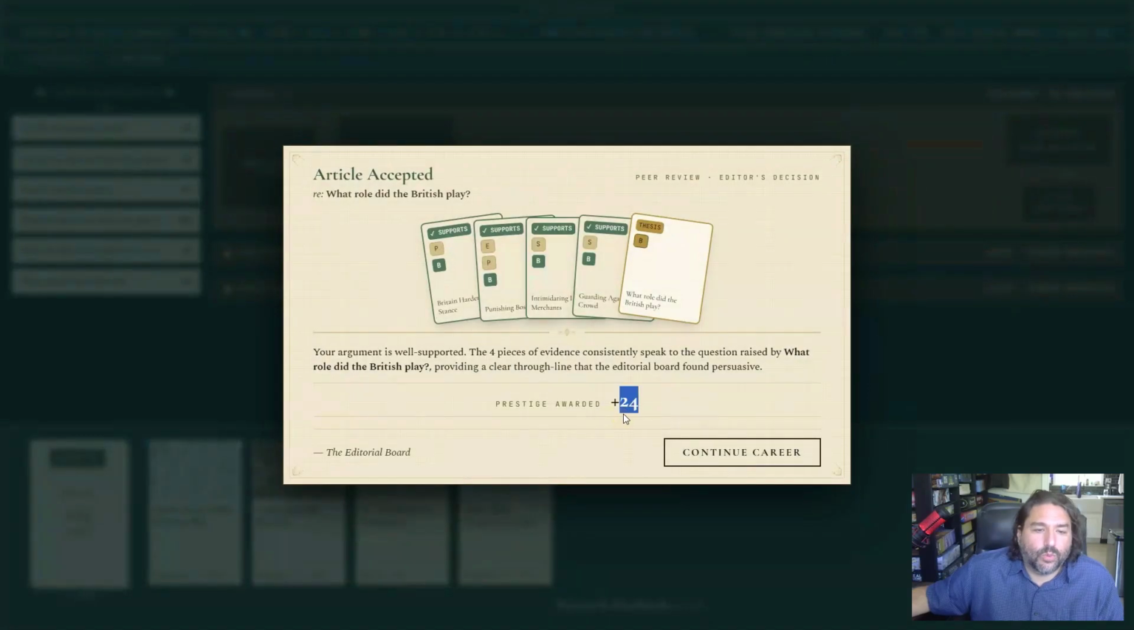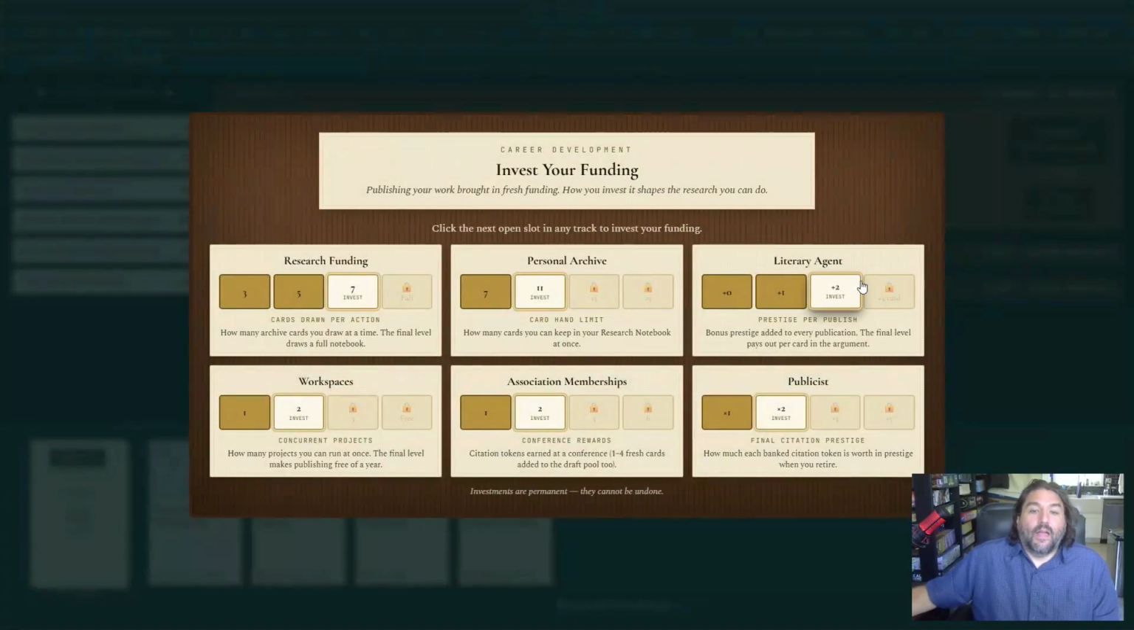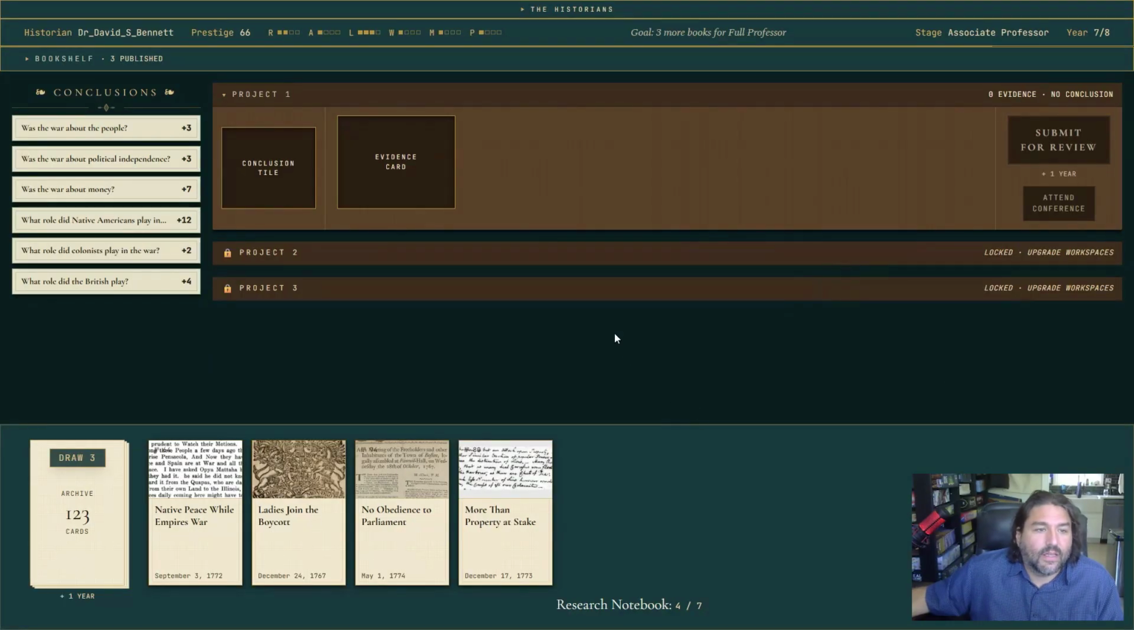There we go, 24 points. And again, all of them support the thesis. Everything goes forward, right? And again, what made it so much more valuable is the fact that when I published, I had +1 point for every card. So that's why it looked so much more valuable. I'm going to keep going up that literary agent.